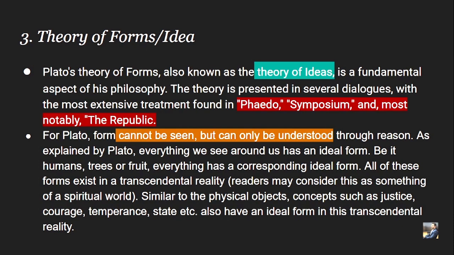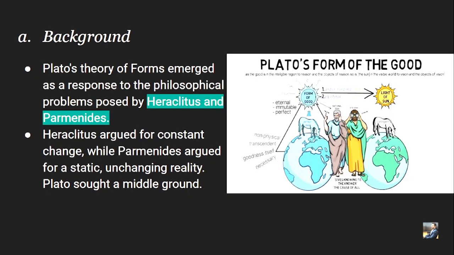Similar to physical objects, concepts such as justice, courage, temperance, state, etc. also have an ideal form in the transcendental reality. Like we talk about distributive justice, where equals must be treated equally and unequals must be treated unequally. But at the end, the end goal is to attain justice, whether distributive justice or retributive justice. So the end is the justiceness, through the different types of justice we render upon the citizens. That is what Plato called the final or ultimate form or idea, a transcendental reality.